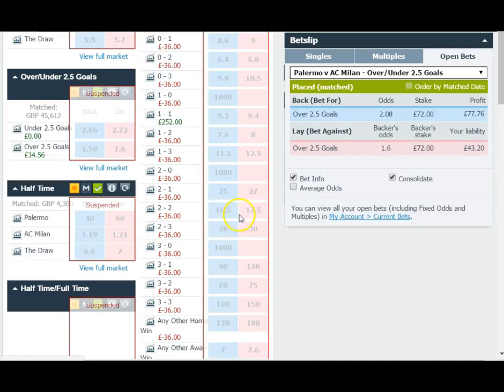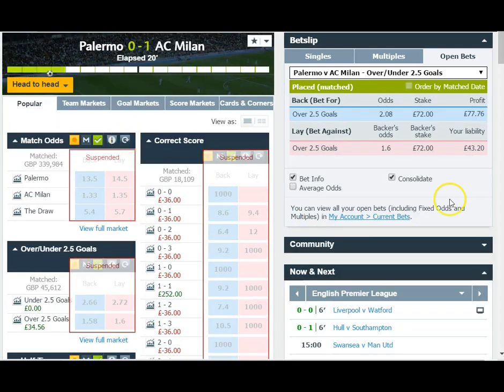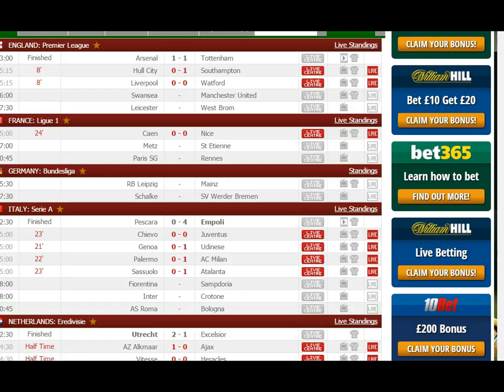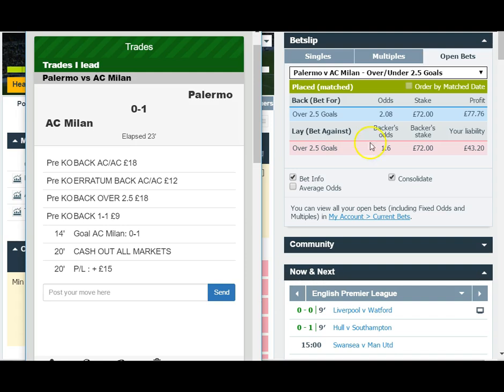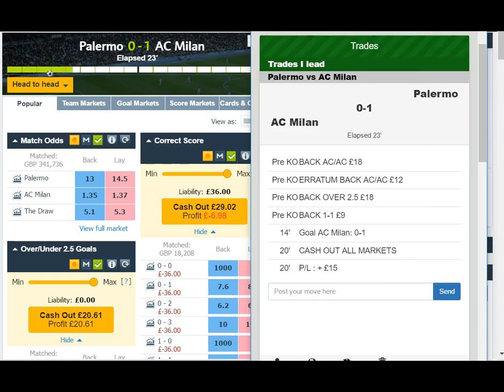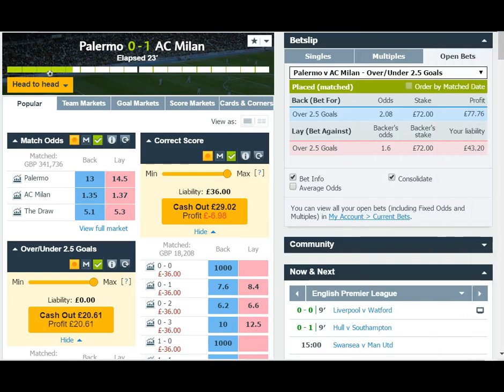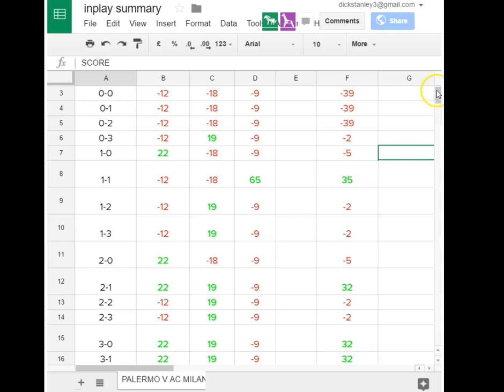So we should see now on the spreadsheet this little pop-up box that members can see, and they can see at any particular time during the game where our profit and loss is. What you can see there was just the final profit and loss as we cashed out and exited the trade at half time.